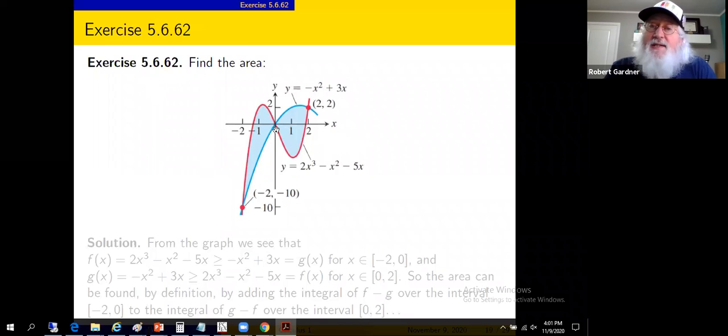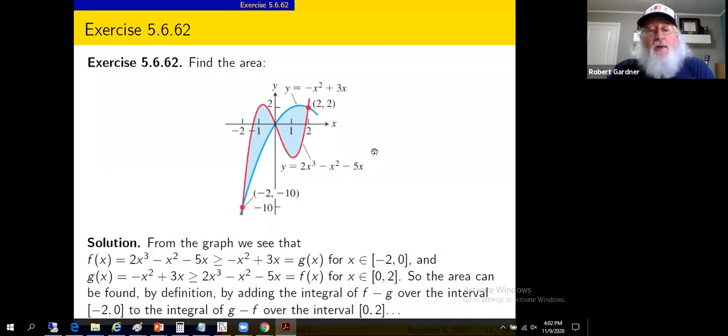They cross at 0. Then we'll have to have an integral from -2 to 0, upper function minus lower function, plus an integral from 0 to 2, where they intersect again, upper function minus lower function. But the uppers and lowers swap at 0. Okay, so let's call f of x the red function. It's the upper function here.